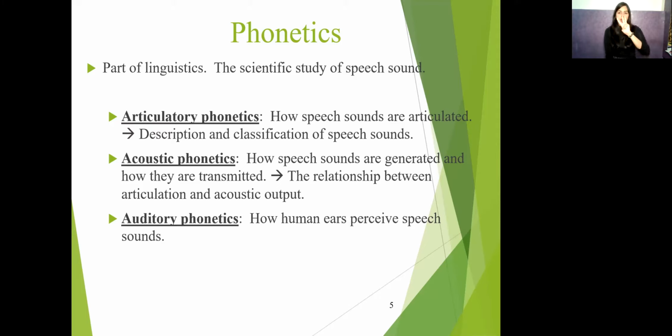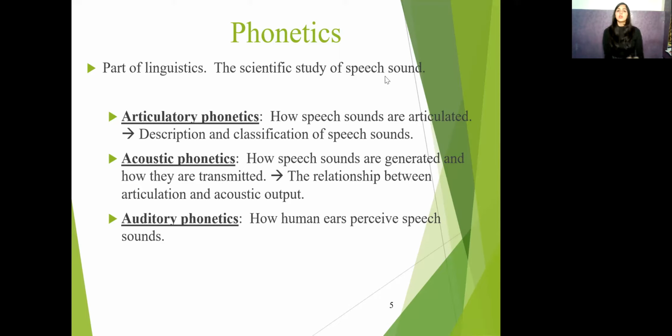Let's see the three aspects of speech: articulatory phonetics, acoustic, and auditory. What is articulatory phonetics? How the speech sounds are articulated. That means how the sounds come out from the mouth. The description and classification of speech sounds in detail is known as articulatory phonetics.